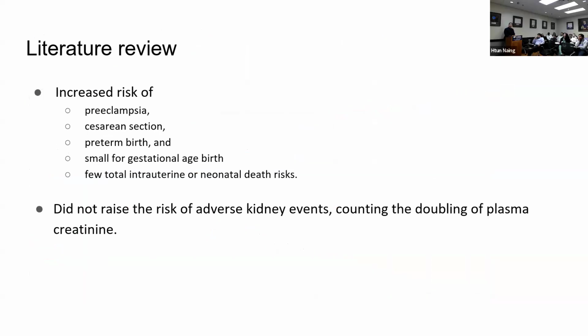So we did the literature review. In IgA patients, there's an increased risk of preeclampsia, increased chance of cesarean section, preterm birth, small for gestational age, and a few cases of intrauterine and neonatal death. But when I look at a lot of different meta-analyses, they said that there's no risk of a vascular event or doubling of serum creatinine. I'm like, okay, but why did my patient?